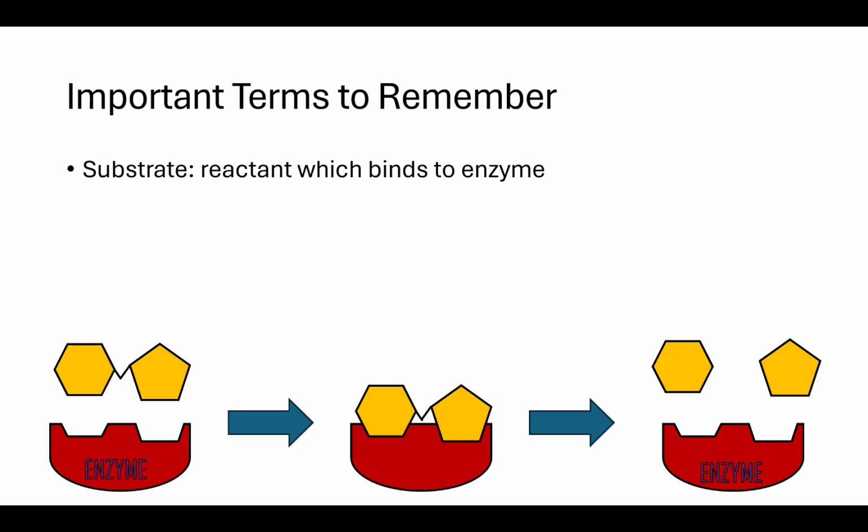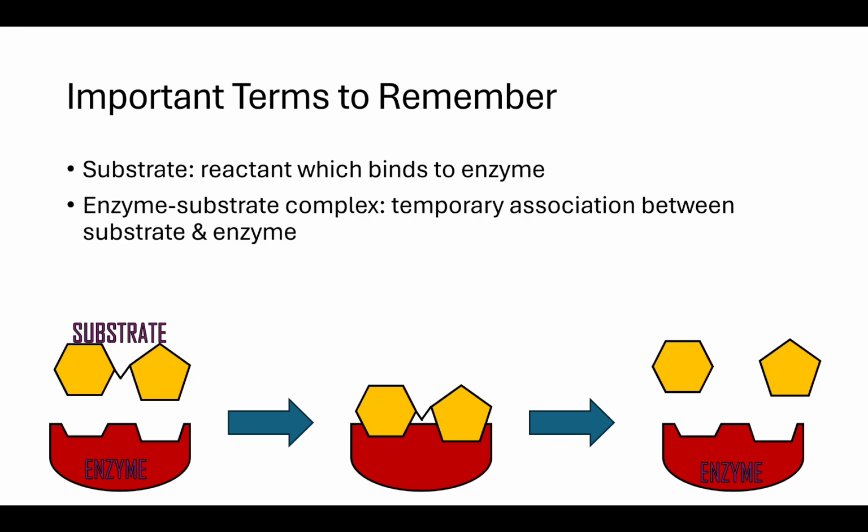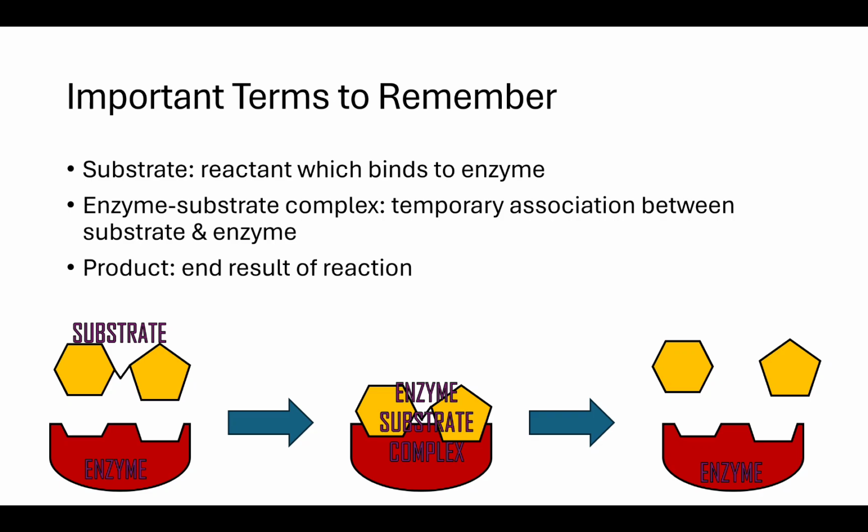So, some important terms to remember. The substrate, which is the orange molecule here, before it's been broken down, is a reactant which binds to the enzyme and will be changed by the enzyme. Because other things can bind to enzymes, but they're not changed by it, and so they won't be substrates. The enzyme substrate complex is a temporary bound association between the substrate and the enzyme. Pretty straightforward in the name. The product is going to be what is produced at the end.